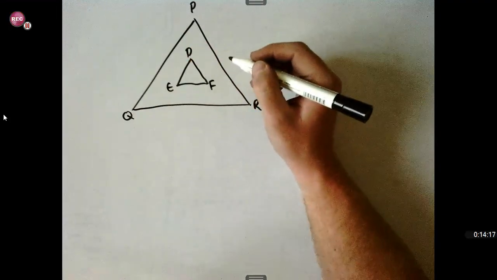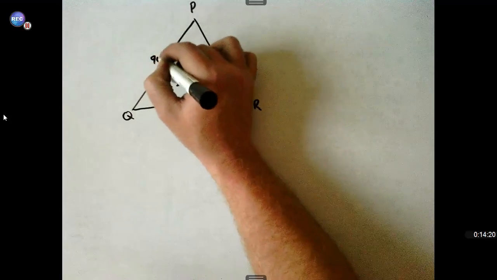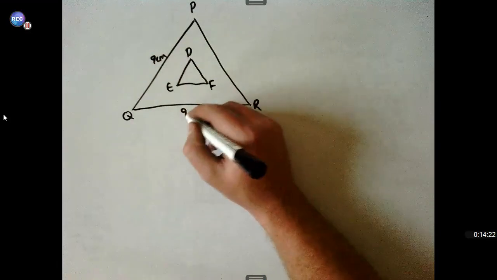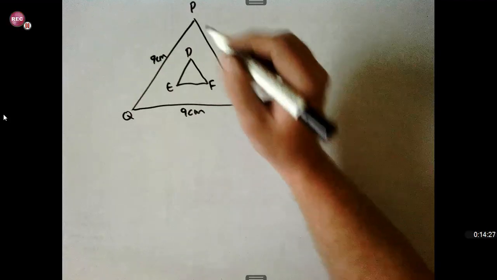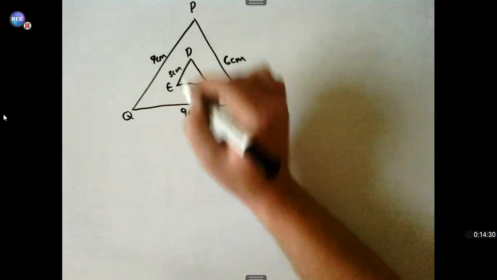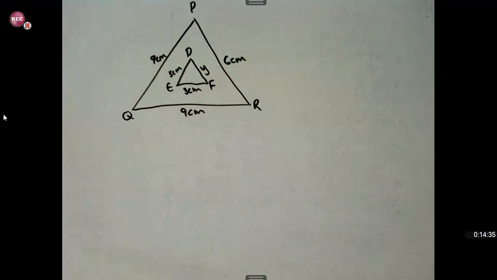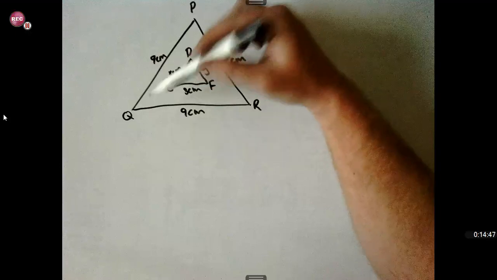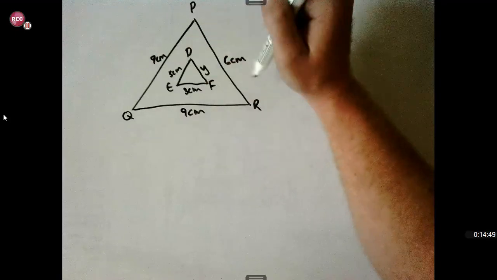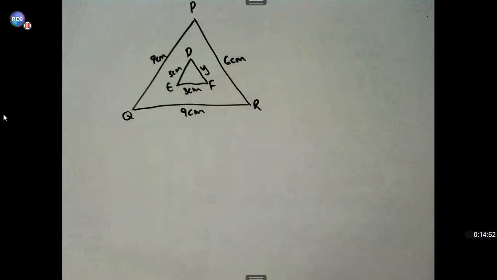Then we'll have 9 over here, at the bottom we'll also have 9, and on this side we'll have 6. Then there will be a 3, and 3, and a Y. Basically we need to find the length of DF. Now, PR and DF are corresponding, PQ and DE are corresponding, and QR and EF are corresponding in this case.